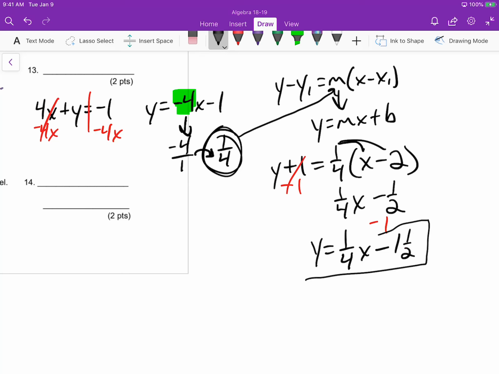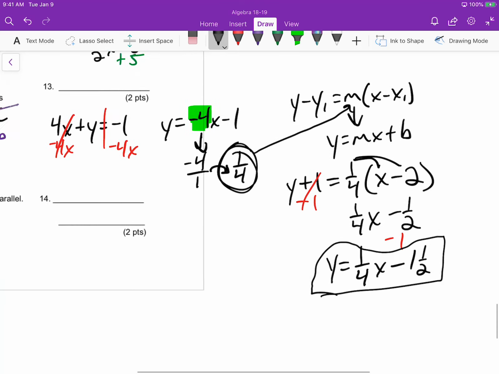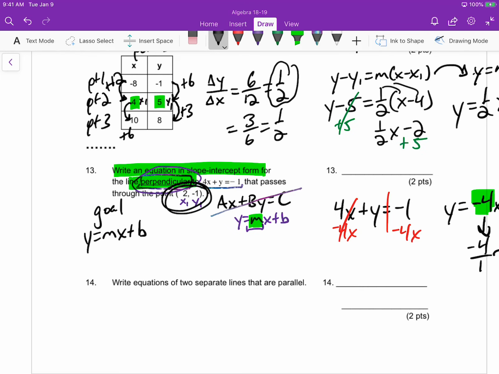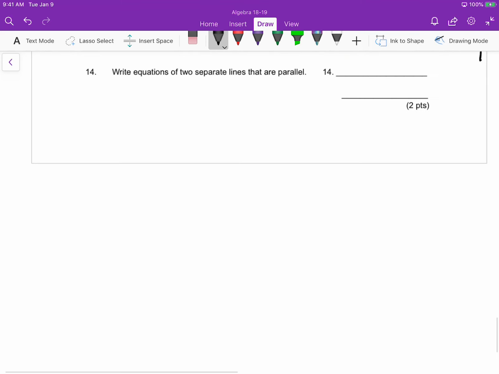So finally, hard question. I'm going to write it on the line. y equals 1/4 x minus 1 and 1/2. All right. Last but not least, number 14.